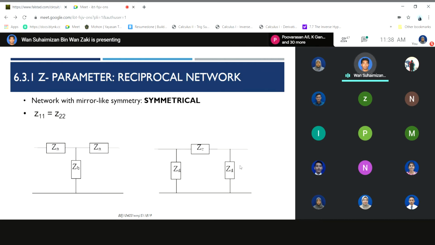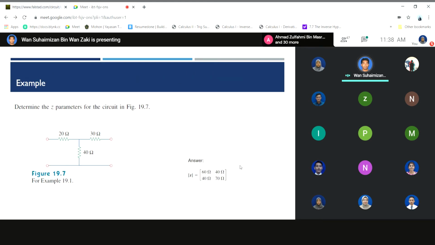So another point here, whether the network is symmetrical or not. If it is symmetrical, it means that your Z11 must be equal to Z22, right? So first, reciprocal: Z12 equals Z21. Second, Z11 equals Z22. That is symmetrical. So this is another characteristic of a two-port network, right?